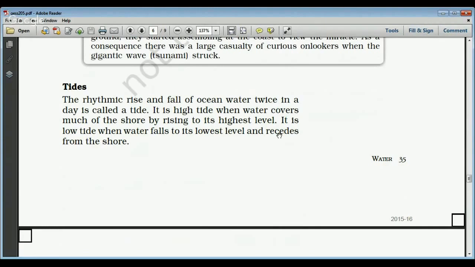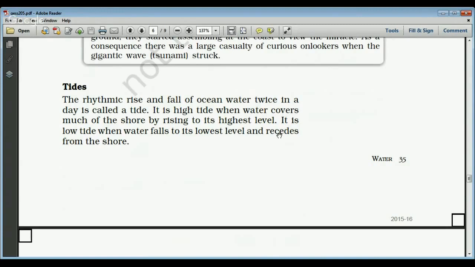Now we'll come to the second type of ocean circulation, that is the tide. See, the rhythmic rise and fall of ocean water twice in a day is known as tide. And why this rhythmic rise and fall? Because of two types of forces. One is the gravitational force between the moon and the sun, and the second is the centrifugal force, which is opposite to the gravitational force of the moon.